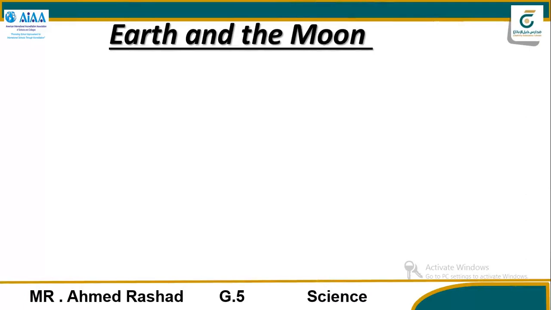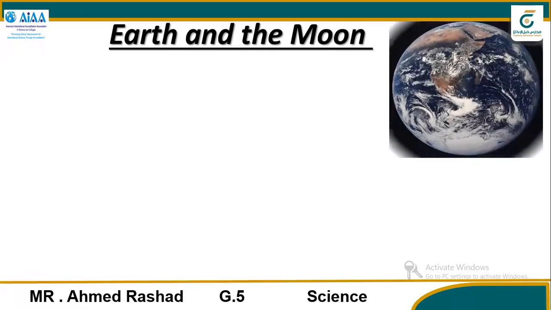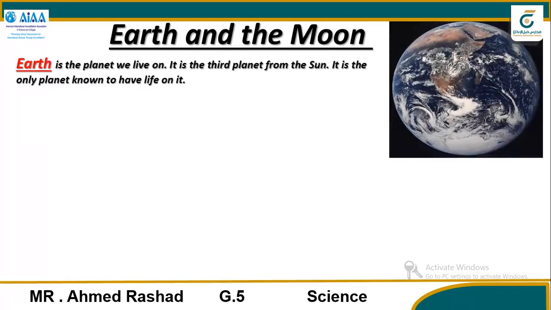Earth and the Moon. Earth is our home and our planet, and has specific conditions and spheres that make life on this planet. Earth is the planet we live on, and it is the third planet from the Sun, and the only planet we know that has life conditions on it.